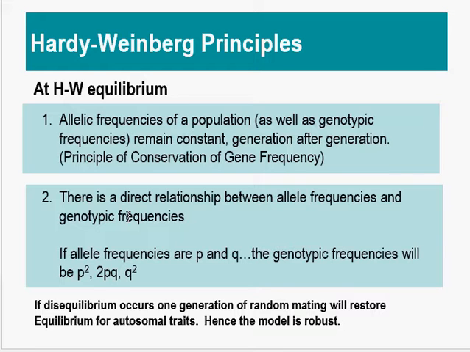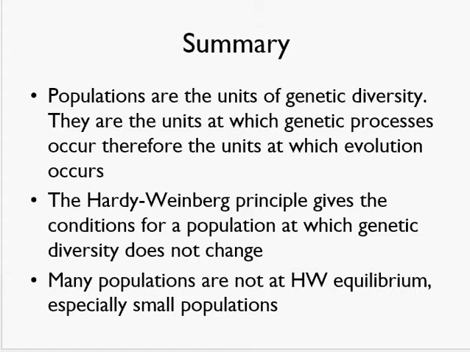Alright, so what do we know from this video? Populations are the units of genetic diversity. They are the units at which genetic processes occur, and therefore the units at which evolution occurs. So we need to pay strong attention to populations when we try and conserve genetic diversity, and also to conserve the species.